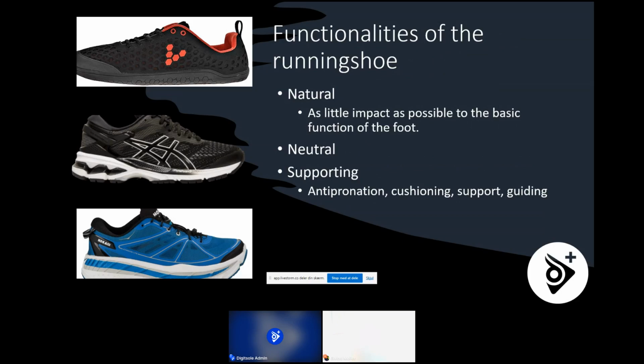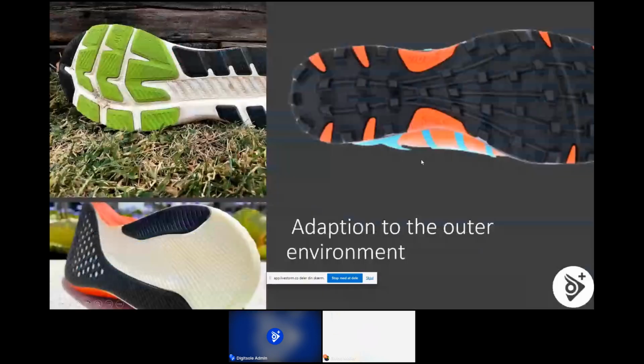But in relation to history, supporting and supportive shoes are in relation to controlling the pronation speed, which is what we are talking more about today. And then we have these cushioning and supporting and guiding features to these shoes. And finally, we have this adaptation to the outer environment that we see as a function of the shoe.